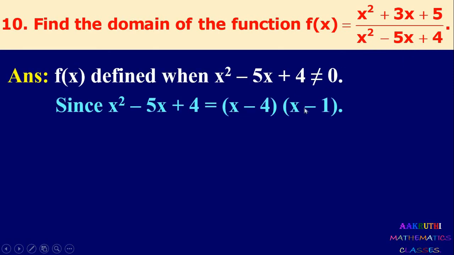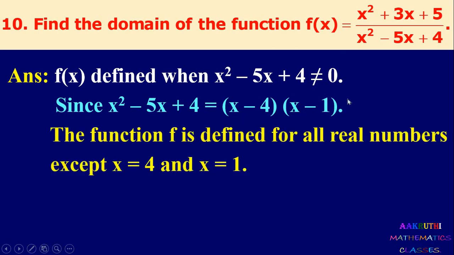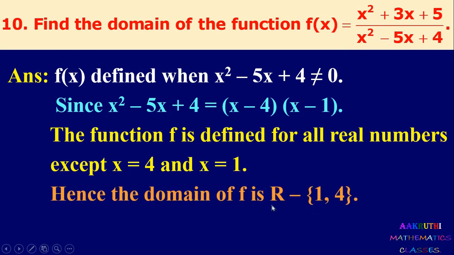So that is x minus 4 into x minus 1 should not be equal to 0. So here x square minus 5x plus 4 can be written as x minus 4 into x minus 1. So therefore x minus 4 and x minus 1 should not be equal to 0. Therefore x is not equal to 4 and x is not equal to 1. Therefore this function is defined for all real numbers other than 4 and 1. So therefore here domain is set of all real numbers other than 1 and 4. So therefore domain of this function is R minus {1, 4}. That is set of all real numbers other than 1 and 4.